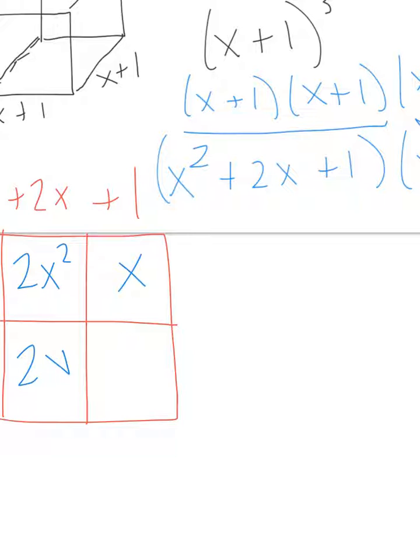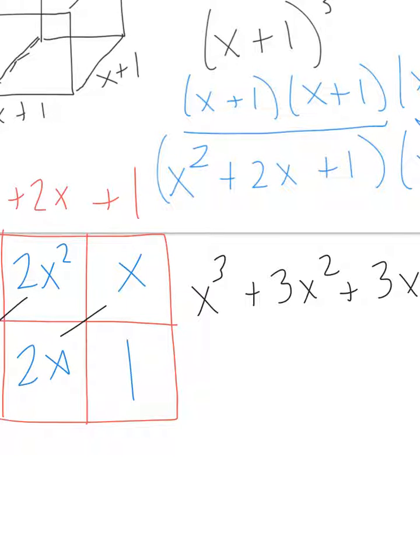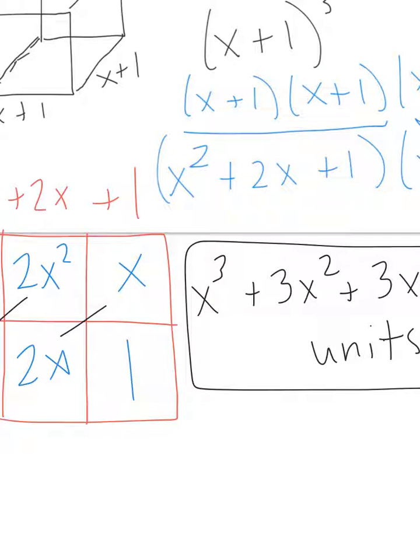there, 2x, and 1. And I do have some like terms here, and I get x cubed plus 3x squared plus 3x, if I'm combining some of these like terms here, plus 1, and then I'll label this units cubed because I did find volume. And now I am done.